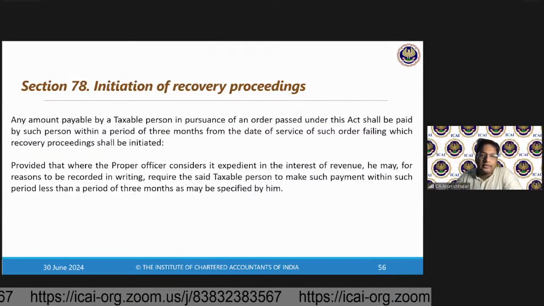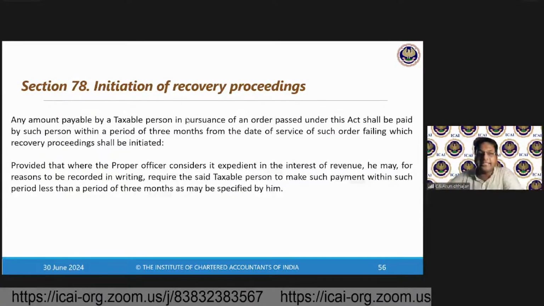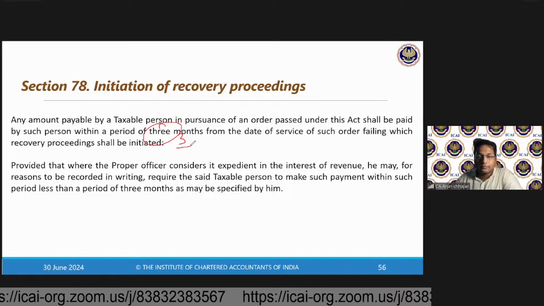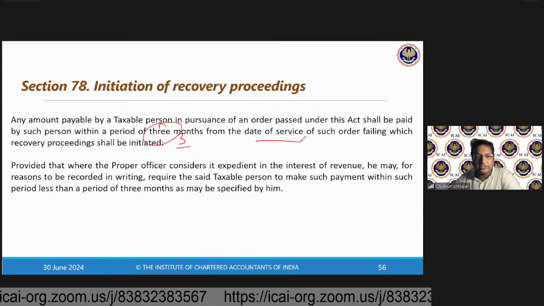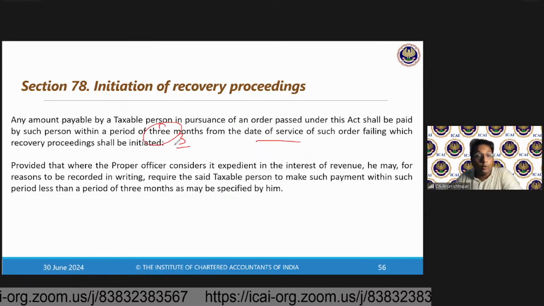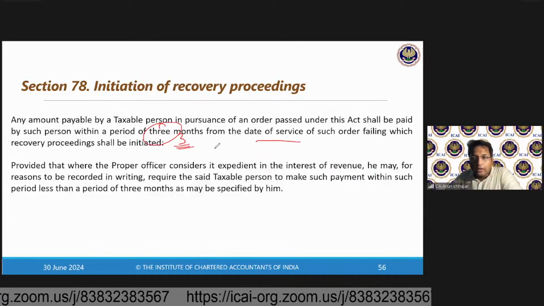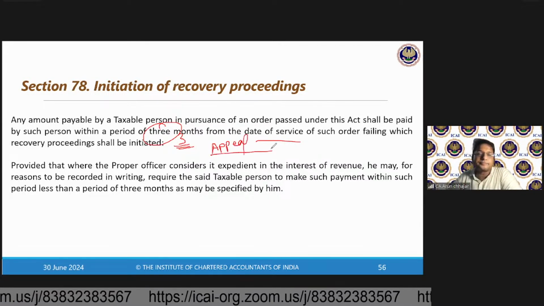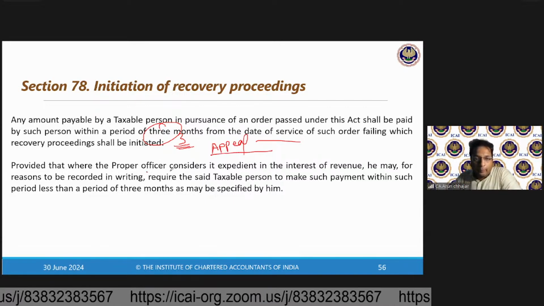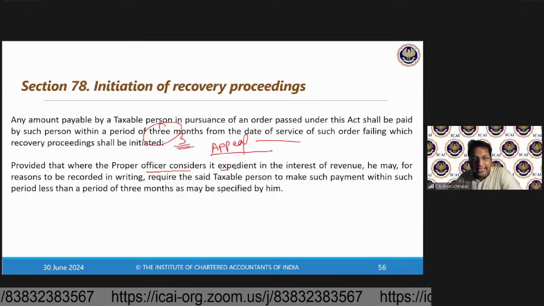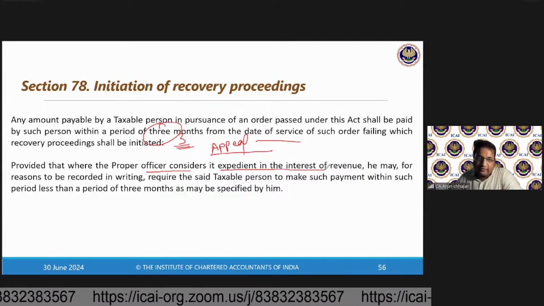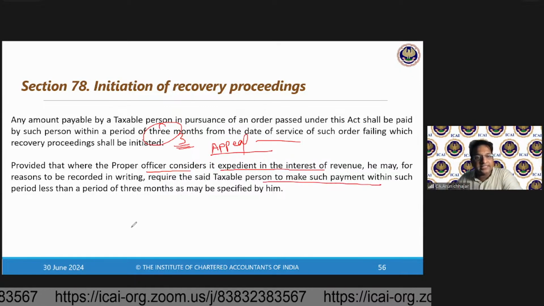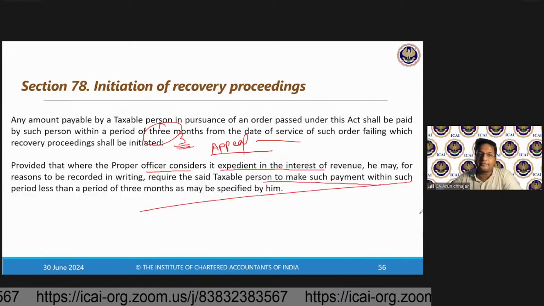Then initiation of the recovery proceeding. Section 78 says that within a period of 3 months from the date of service of the order, the recovery shall be initiated. Why has 3 months been given? Because 3 months is the time limit for appeal. If the proper officer considers that it is expedient in the interest of the revenue, then they can recover such amount within a period of less than 3 months as may be specified.